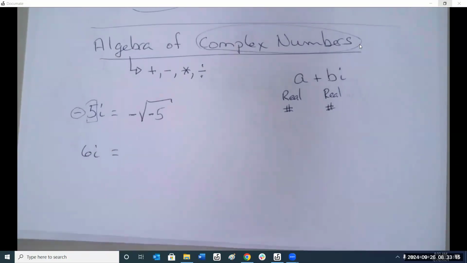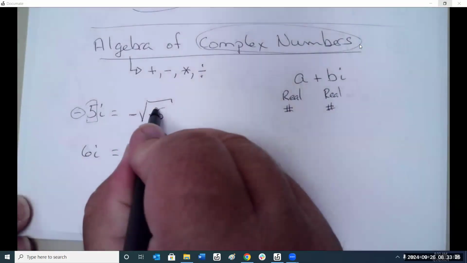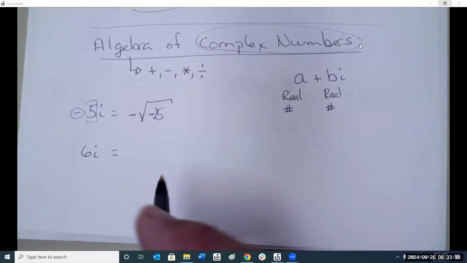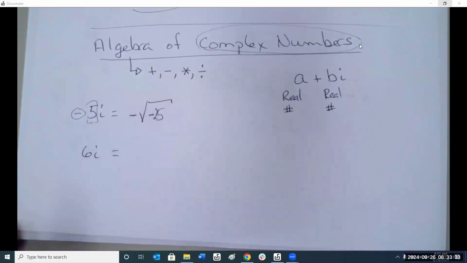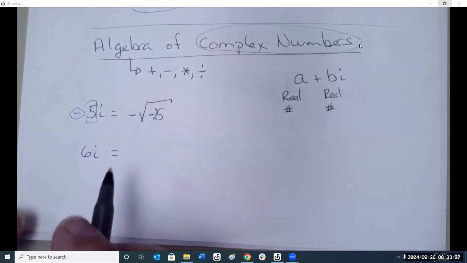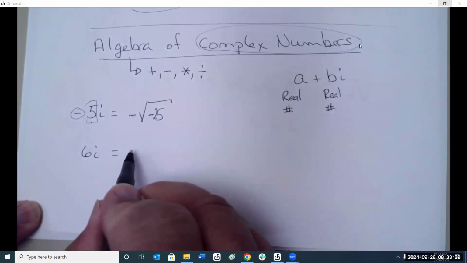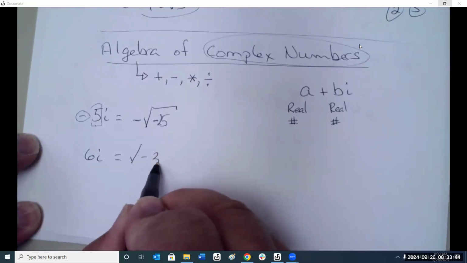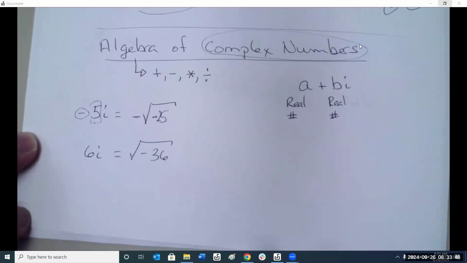How about 6i? What would that look like? What's that? Yes. Square root of 25 is 5. Good catch. So this would be what? Square root of negative 36.